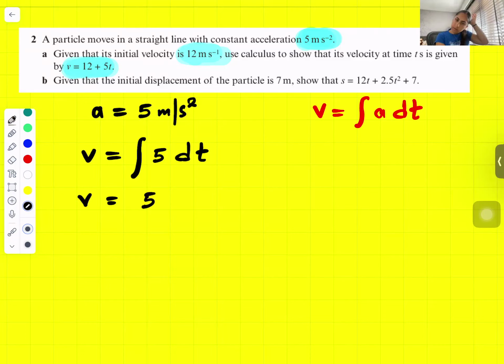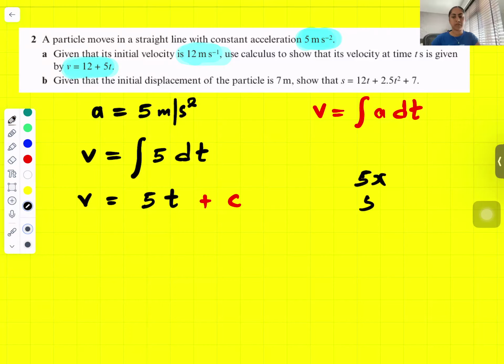Is it 5 over 2? No, when you integrate a number, you just add t on it. So it's just 5t plus c. C is a constant of integration. It's like, for example, let's use x because most of the time it's x that we use. If you differentiate 5x, what do you get?